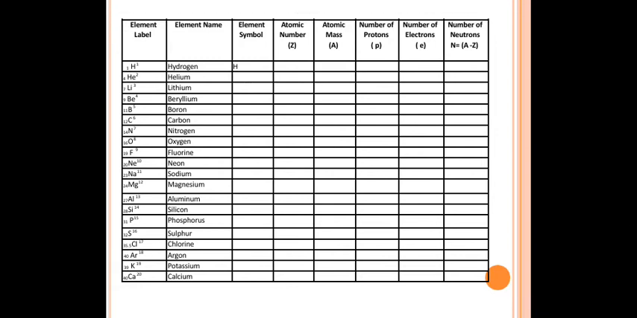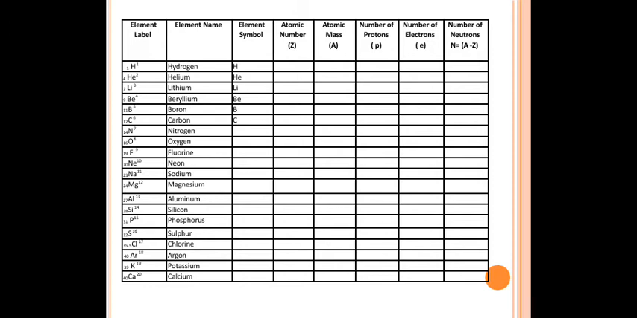The first element is hydrogen. Its symbol is H. The second element is helium. Its symbol is capital H and small e. Next is lithium. The symbol of lithium is capital L and small i. Next element is beryllium. The symbol for beryllium is capital B and small e. Next is boron. Capital B is just written for the symbol of boron.